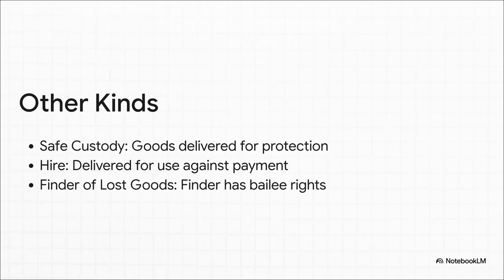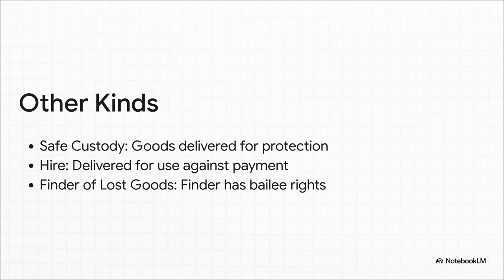You must also include the remaining 3 kinds. Bailment for safe custody, goods delivered for protection or storage. Bailment for hire, goods delivered for use against payment. And finally, bailment by finder of lost goods. Finder has rights of a bailee and can sue for reward if announced. I want you to elaborate strictly on this last point in your exams.